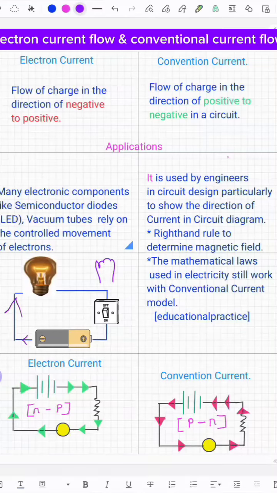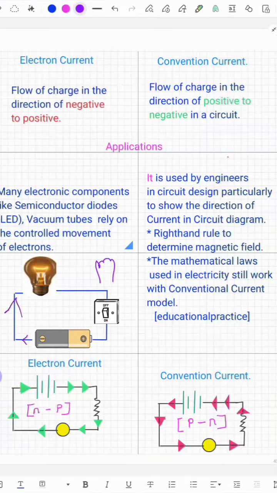Good morning. We are going to see how the current flows in a terminal or in a circuit. Generally, the flow of charge is electron flow, right? So the electrons flow from the negative terminal to the positive terminal. That is what is happening in a circuit.